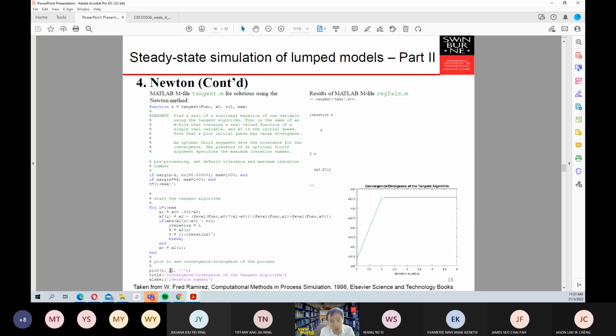Then finally we will plot this particular value of x2. Okay, you can see that the quick change is happening as we go from the first iteration to the second iteration. Then after that, the change is quite marginal in here. So in only 5 iterations we are able to find the value of the temperature that makes the heat capacity equal to 0.